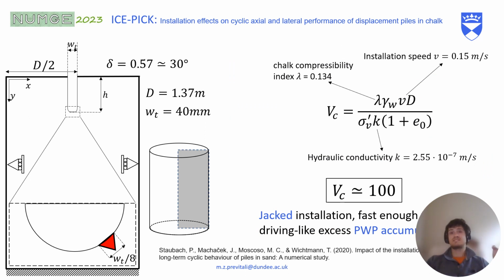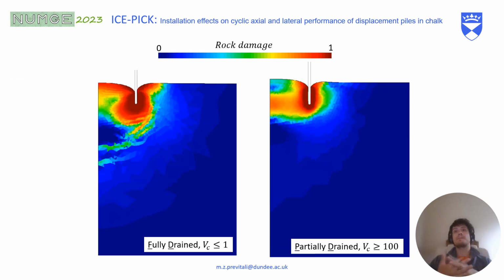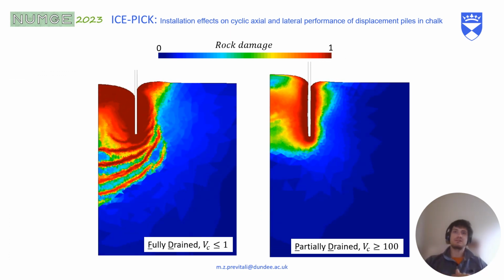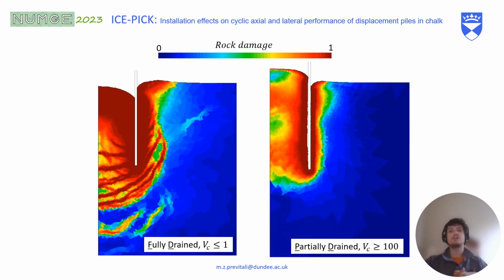The pile itself is installed in a purely jacked installation, so controlled velocity, and not driven. However, this installation is fast enough, so we're calculating the velocity or the hydraulic velocity, so that you can obtain driving-like excess pore water pressure accumulation. So this is the model. We installed considering a drained condition and a partially drained condition.